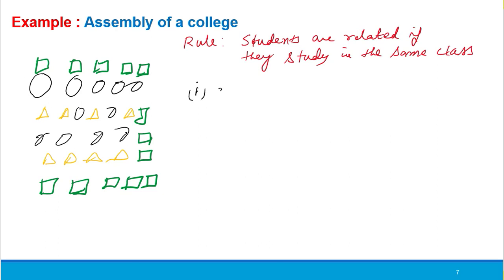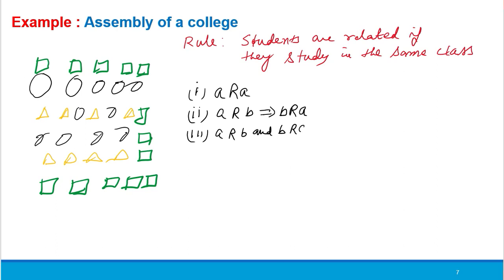I can mention that first, of course, a student A is related to A because A and A read in the same class. If A is related to B, means A and B study in the same class. This means that B and A also study in the same class. If A and B study in the same class, B and C study in the same class, then it simply means that A and C study in the same class, and therefore it is an equivalence relation.